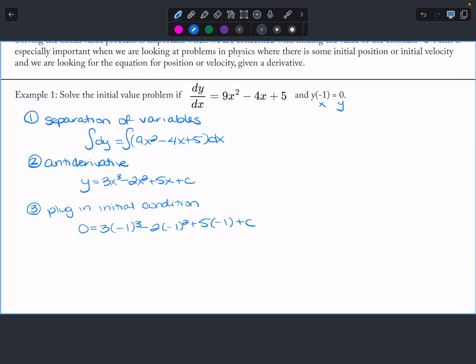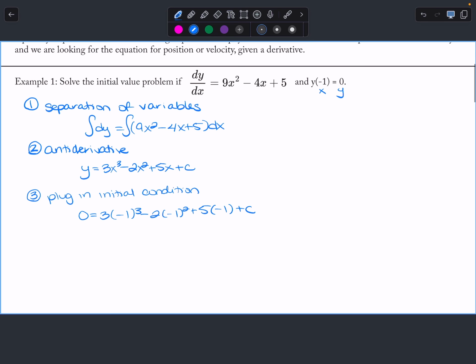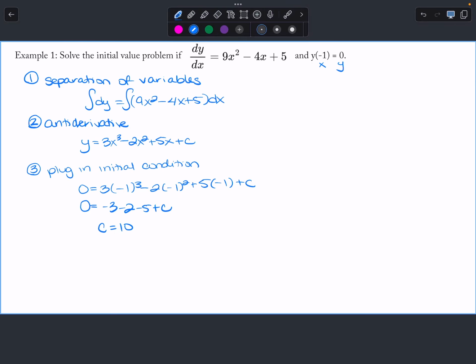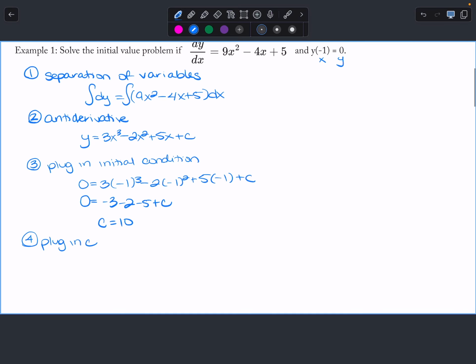So if you randomly come up with a random letter, C is equal to something, it does not work. I don't care if you can do it in your head. They expect to see you plug in the initial condition, which again is terrible for all of my step skippers. So I get 0 is equal to -3 minus 2 minus 5 plus C. So C is 10. Step 3 is done. Step 4 is to plug in C. So y is equal to 3x cubed minus 2x squared plus 5x plus 10.